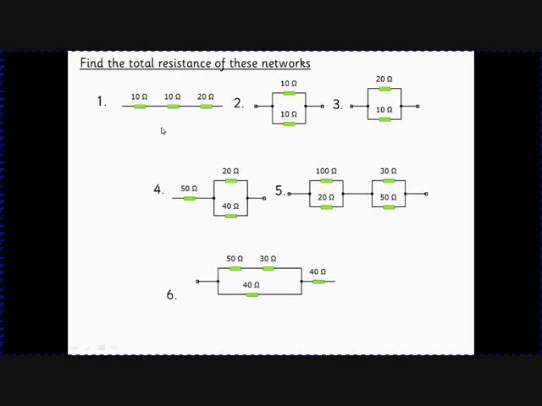Okay, so here's some circuits to apply this to. Here's a nice straightforward series circuit, so hopefully it's fairly obvious that we just do R1 plus R2 plus R3, so 10 plus 10 plus 20 makes 40 ohms. So one 40 ohm resistor would replace these three.